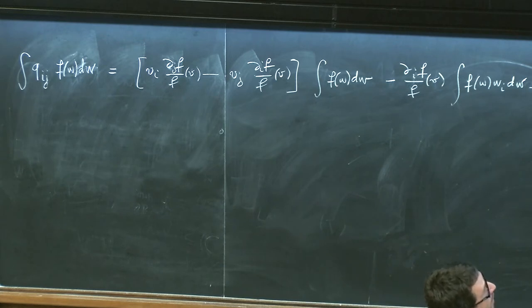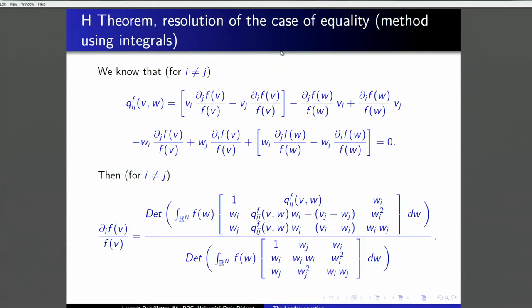And finally, for this one, remember that you multiply by f of w and you integrate. So, for example, here it will give you an integral of w times d_j f. You do the integration by parts, and you will get that you have d_j w_i times f, and d_j w_i is zero. So this one gives you zero, and of course it's the same here because i and j can be exchanged. So the last one does not give you any contribution. So I end up exactly with the formula which is written here.